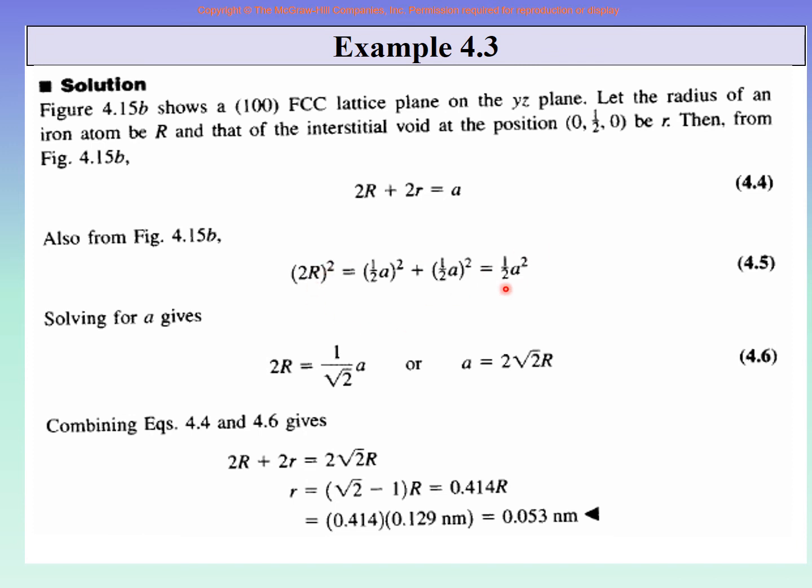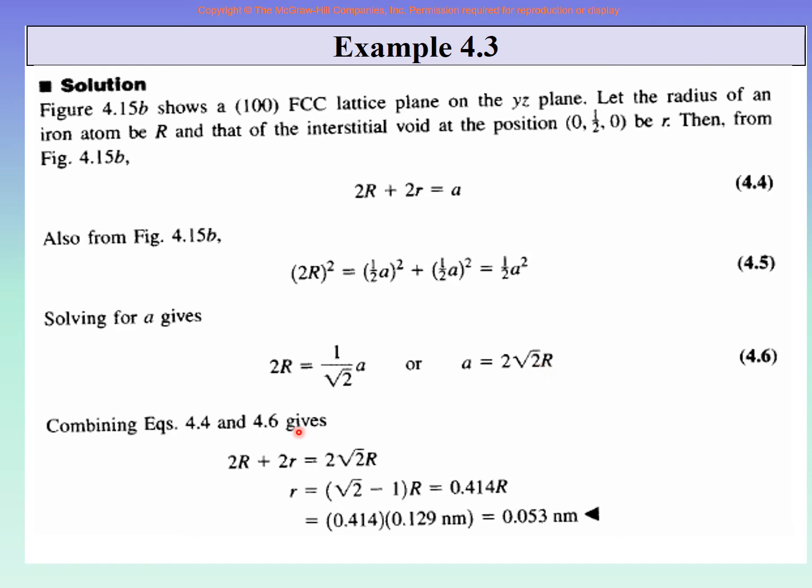So you solve this equation, you simplify it, and you get 2R is equal to 1 upon root 2 a, or this root 2 will go there, so a is equal to 2 root 2 r, right? a is equal to 2 root 2 r. Now this we know anyhow. Even if we had not done this, we would still know that for FCC, a is equal to 2 root 2 r or whatever.